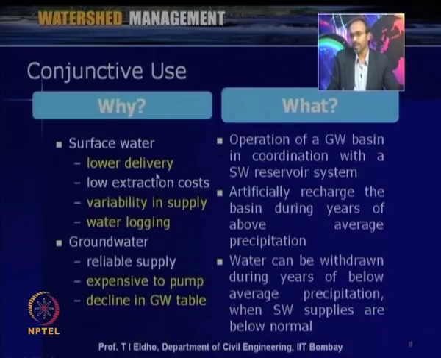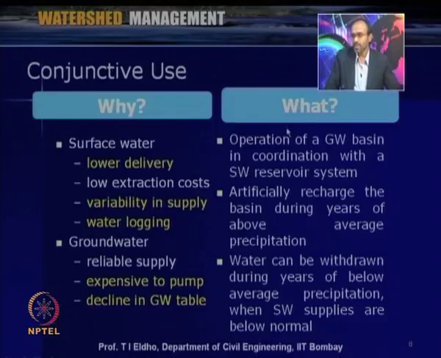Then there is waterlogging. If the water is not utilized in an appropriate way, the area will be flooded with water, with related issues for agriculture. As for groundwater, we go for it because it is always a reliable supply, but the only problem is that it is expensive to pump, and in many locations the groundwater table is going down. So, there is a decline in the groundwater table.